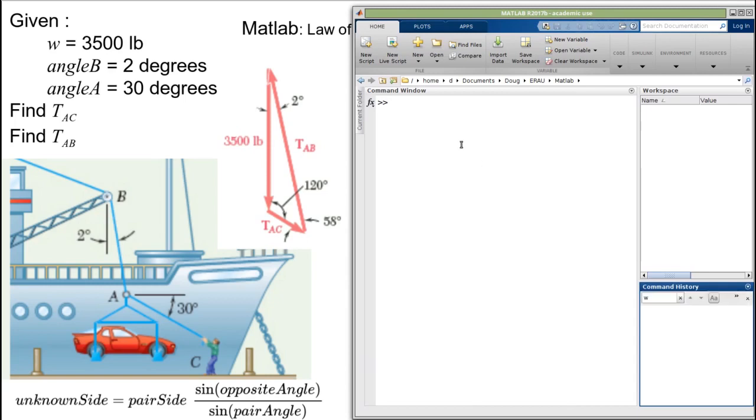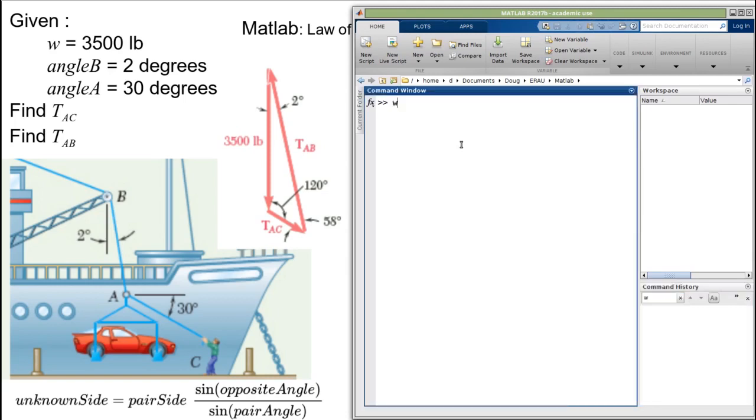So the first thing I want to do is define W. Let's look up here. W equals 3,500. I might add a comment there that it's in pounds. Might even add a description: weight of auto in pounds.